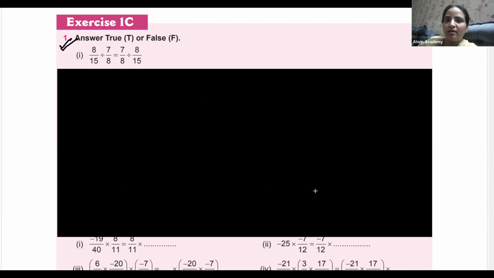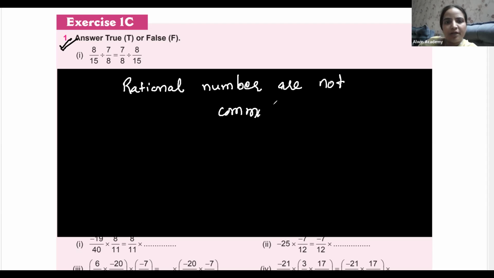So when I say that rational numbers are not commutative under division, that means beta ji, if you change the order, the answer won't be the same. So it can never be equal to each other. The equal to sign can never be there. So that means this is a false statement.